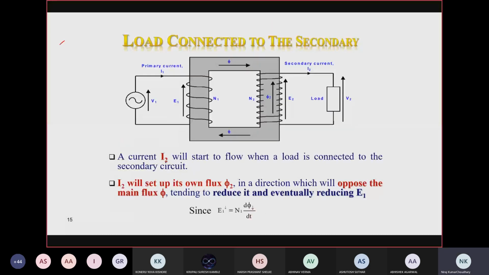Second case, when load is connected across the secondary terminal of the transformer, right? This is the load which has been connected across the secondary winding or output terminal of the transformer. Then we will discuss the performance of the transformer, and that is basically the working principle of the transformer for this condition. Just a minute, wait karo.